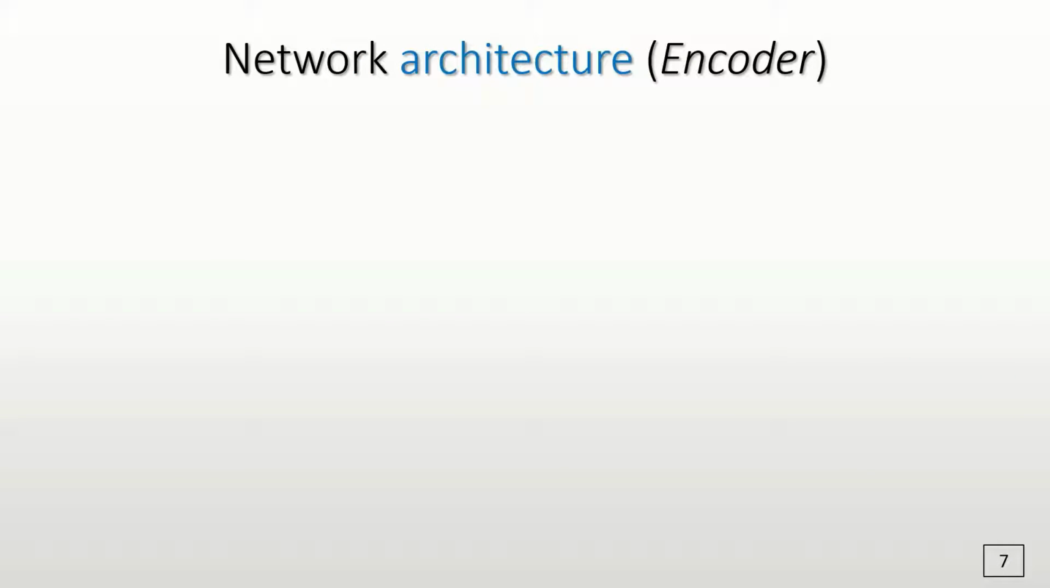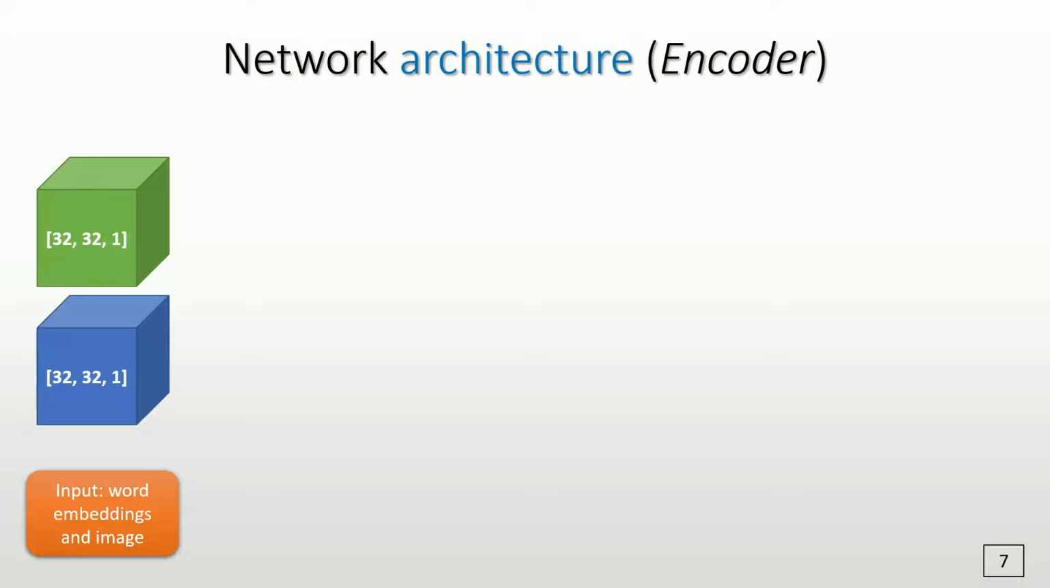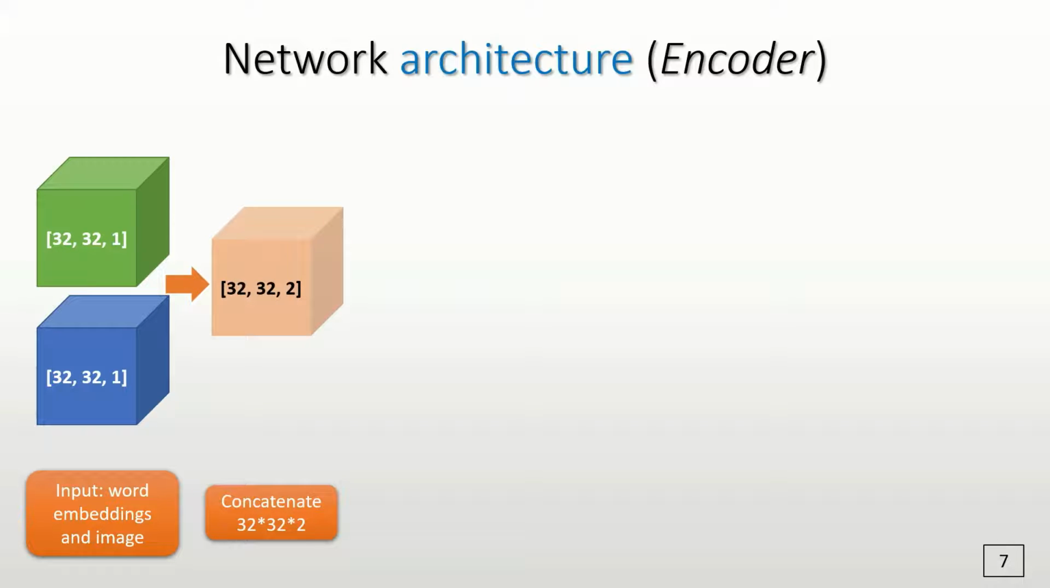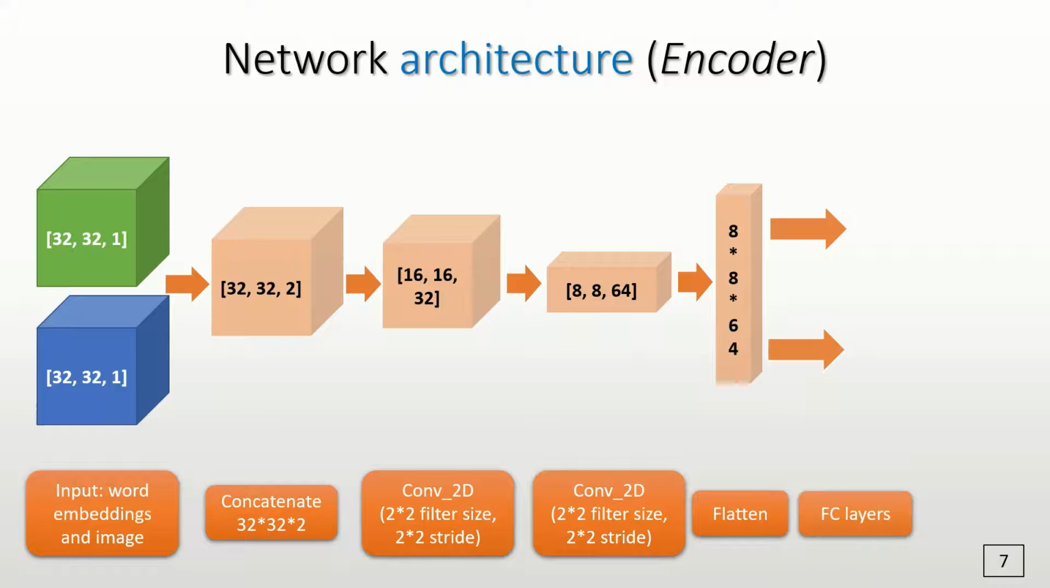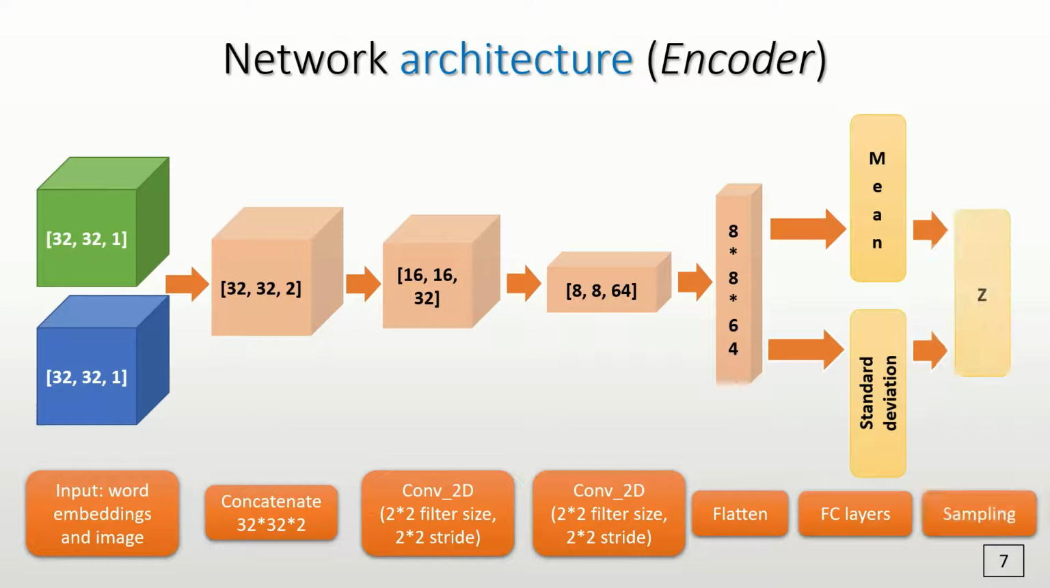The underlying network is basically a conditional convolutional variational autoencoder which receives the inputs and the words we mentioned before and concatenates them as a new channel. Then we simply perform the convolutions and sample from a latent space.